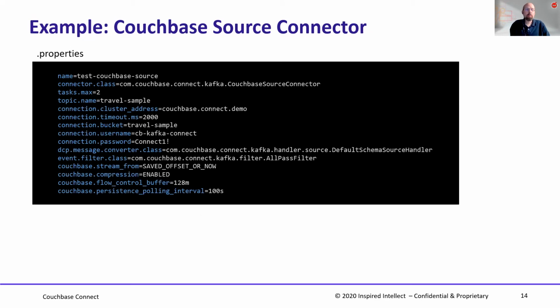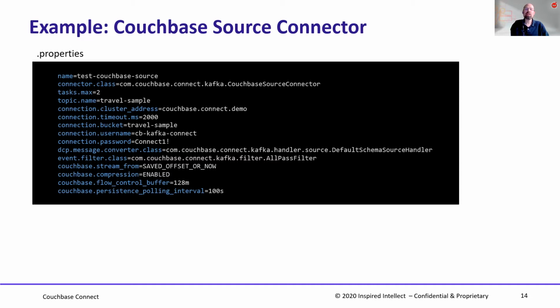Here is our properties file for our source connector. For our example, we have the following configuration. Many of these are defaults, and I won't go into detail on all of them. But if you open the sample properties file included with the package, you will find detailed documentation for most of these configuration properties within the comments of that file.